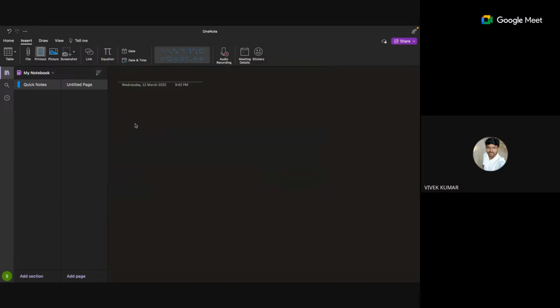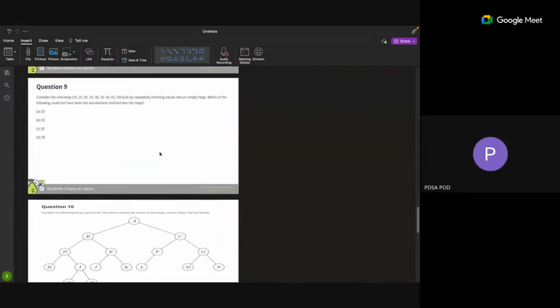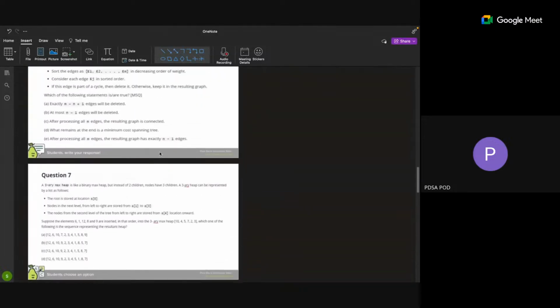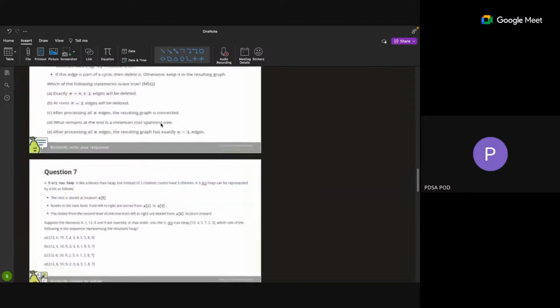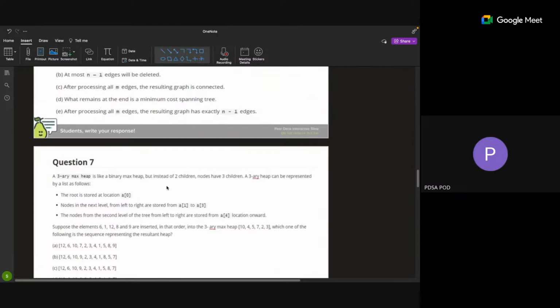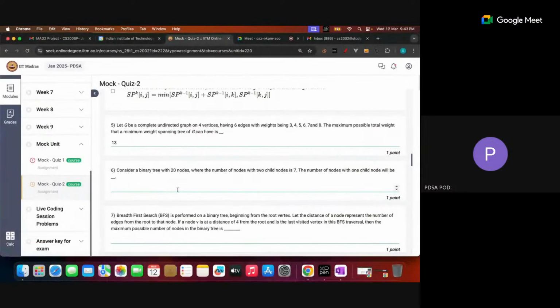Yeah, let me fix this. So up to this is okay. Now jump into this. Let's not go directly for the heaps because we have to finish this particular MST part, if any question is pending in this mock. After that we jump to the binary trees and all. But this could be the last question of this trees part. Up to this is okay.